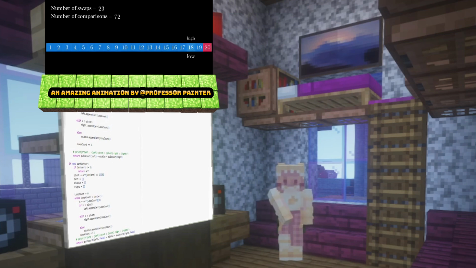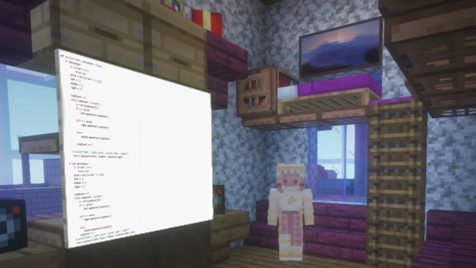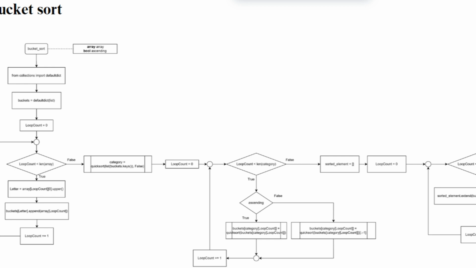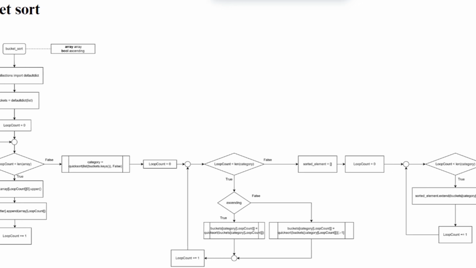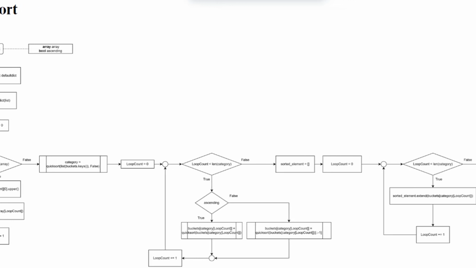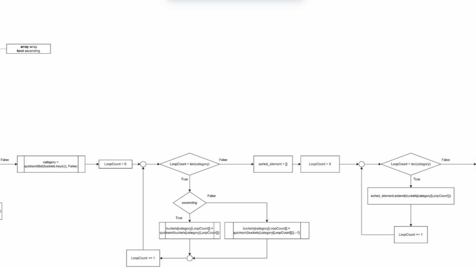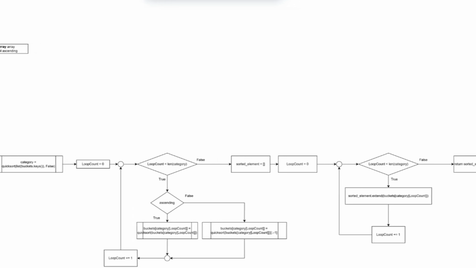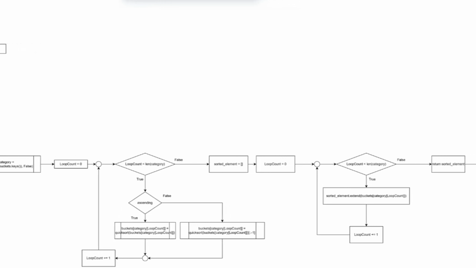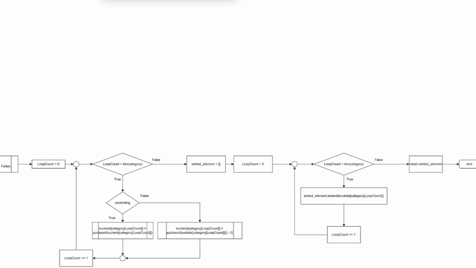If it's greater than the pivot, it goes into the right list. And if it's equal to the pivot, it stays in the middle list. Next, the bucket sort will create an empty dictionary. This dictionary will store key-value pairs as A to Z, used to categorize the elements.